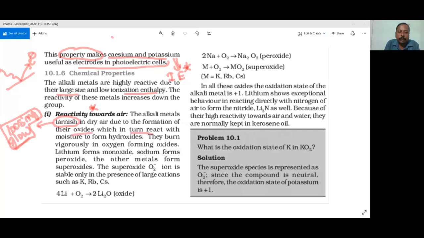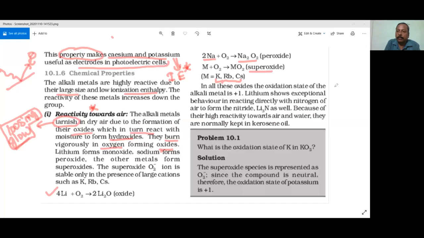Which in turn react with moisture to form hydroxide. See, first they will form oxide, then that oxide will react with atmospheric water vapor to form hydroxide. And they burn in oxygen vigorously, forming oxide, but they form different types of oxide. So the question will be which is the only metal which burned in atmosphere gives the monoxide, then only lithium. Only sodium will give the peroxide, and the rest, potassium, rubidium and cesium, form the superoxide.